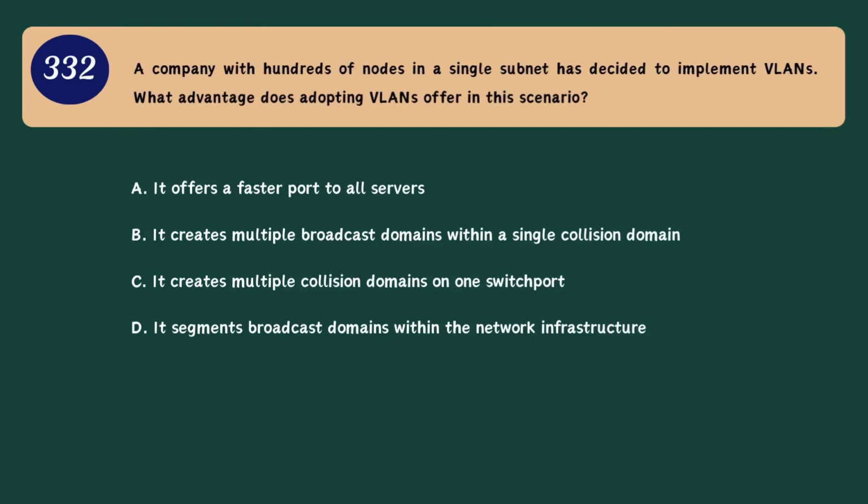Question 332. A company with hundreds of nodes in a single subnet has decided to implement VLANs. What advantage does adopting VLANs offer in this scenario? A. It offers a faster port to all servers. B. It creates multiple broadcast domains within a single collision domain. C. It creates multiple collision domains on one switch port. D. It segments broadcast domains within the network infrastructure.